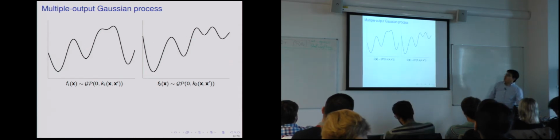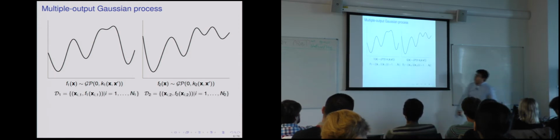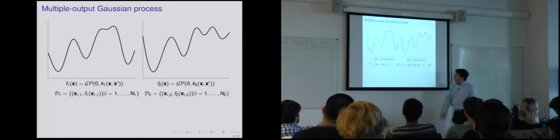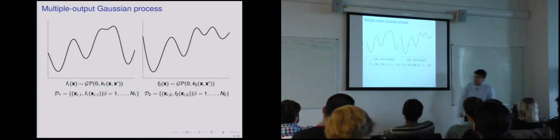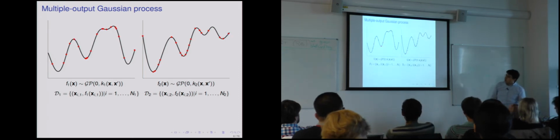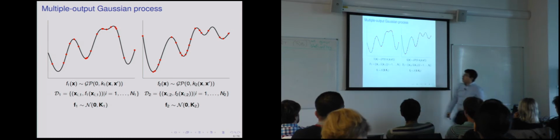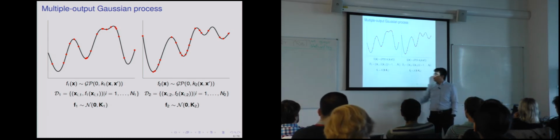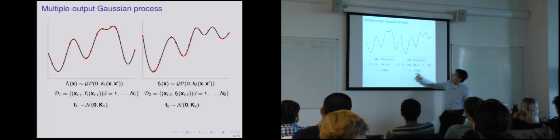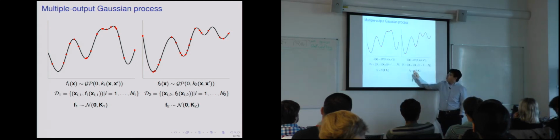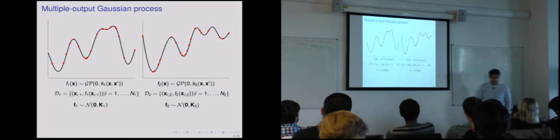Then here are some samples from this multivariate Gaussian process. I can define some input locations and the value of the process on those input locations, the same for the second process. And what I say is that if I do this, then my vector-valued function for F1 is a Gaussian distribution with covariance matrix K1, and the same happens for the second process. The vector with these entries has a Gaussian distribution with kernel matrix K2.